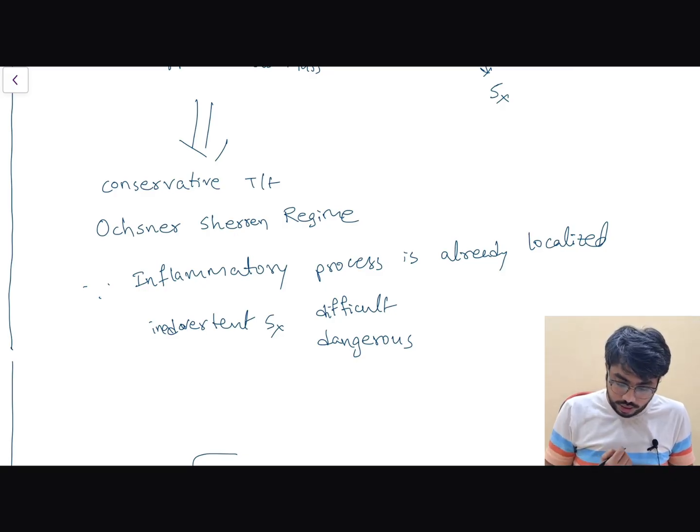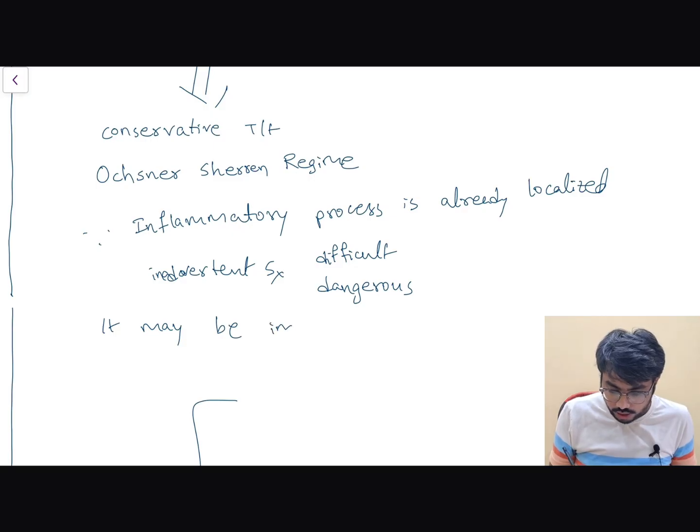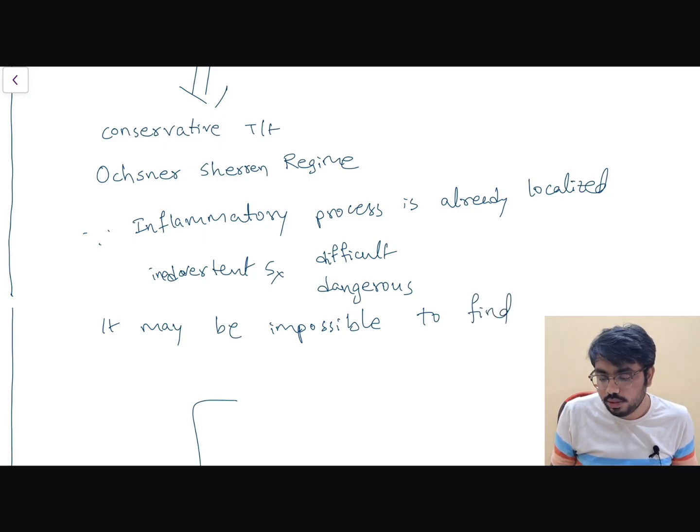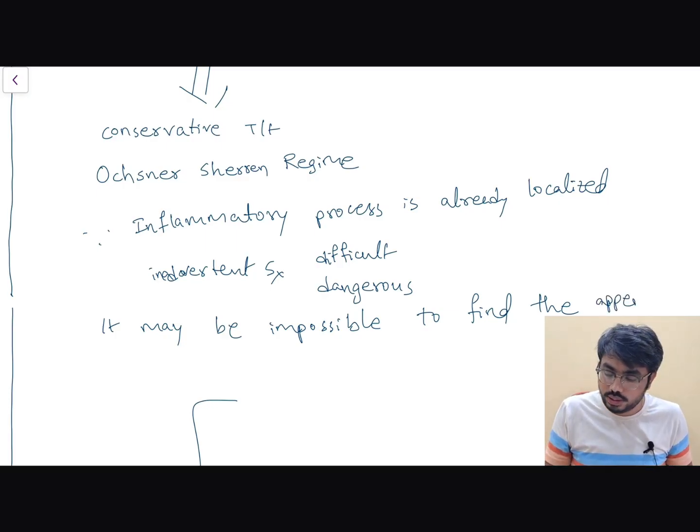Now, coming to surgery, even it may be impossible to find the appendix also. Even if you open up and you want to do the surgery, even within the mass to find the appendix is also a problem. It is also an issue. That is why better to avoid surgery in case of appendicular mass.